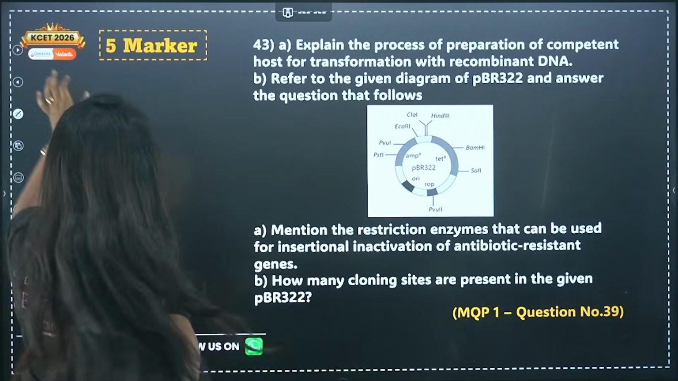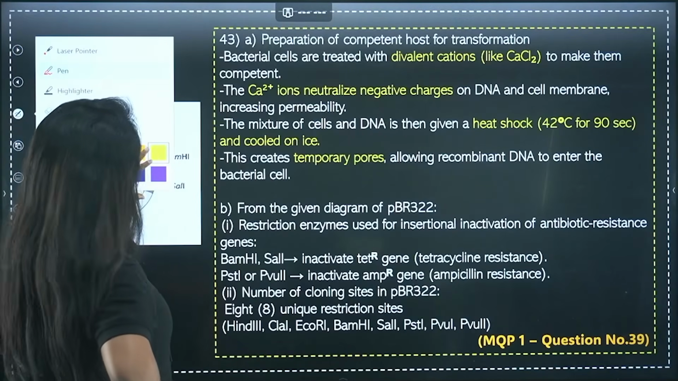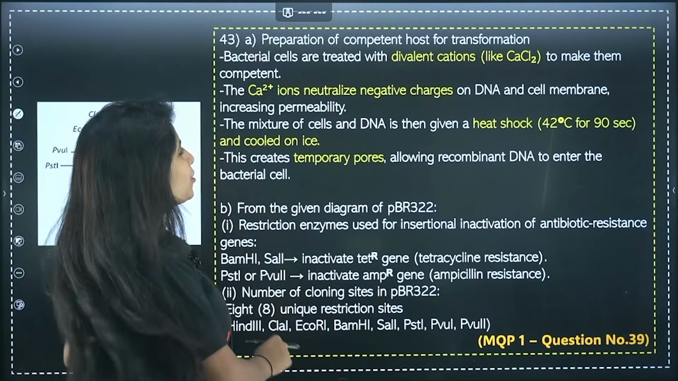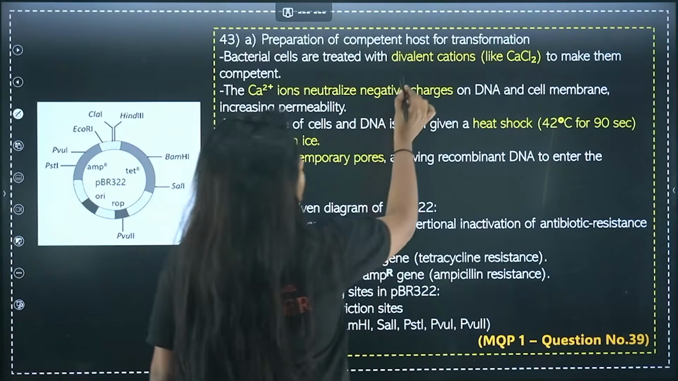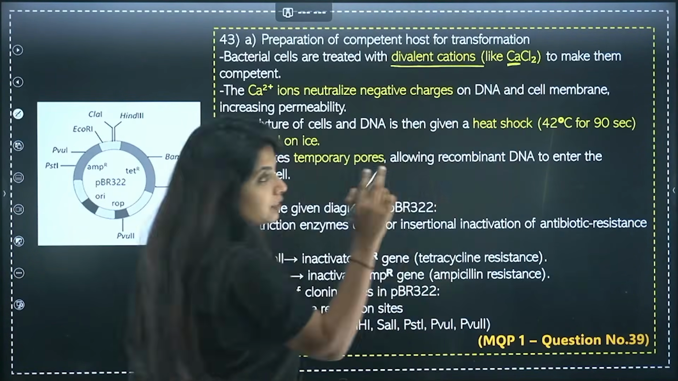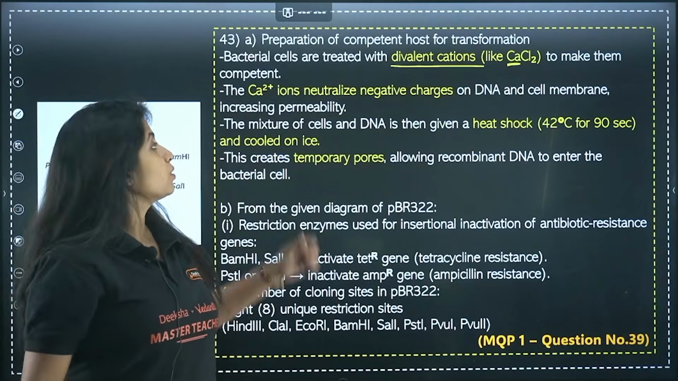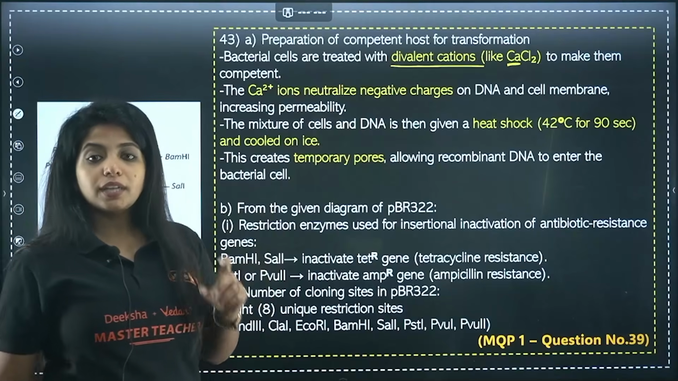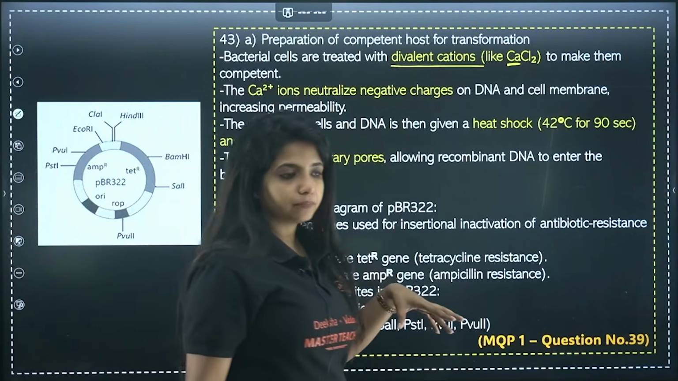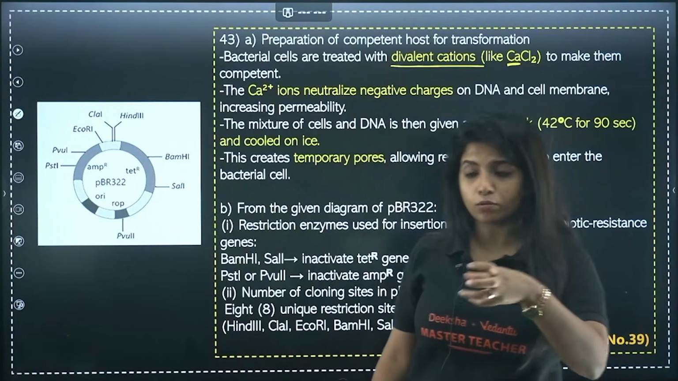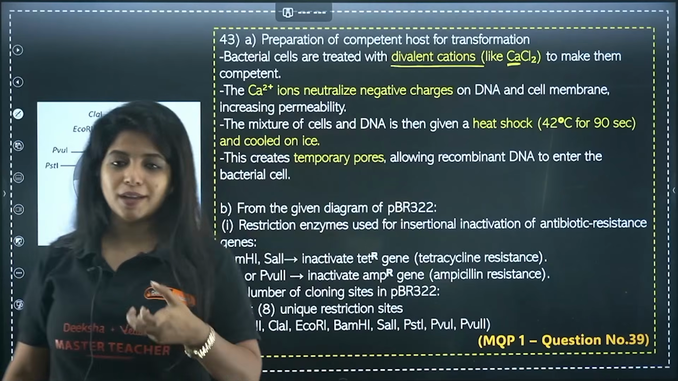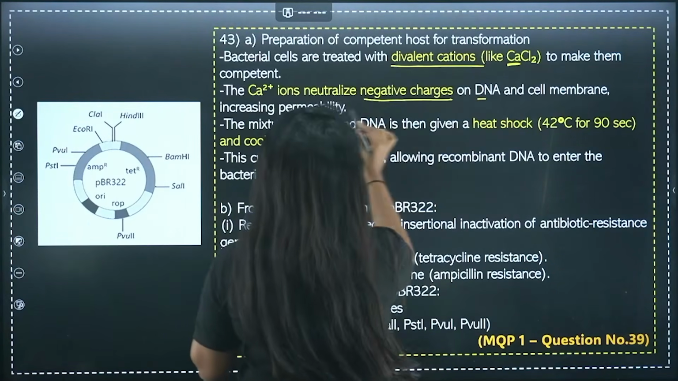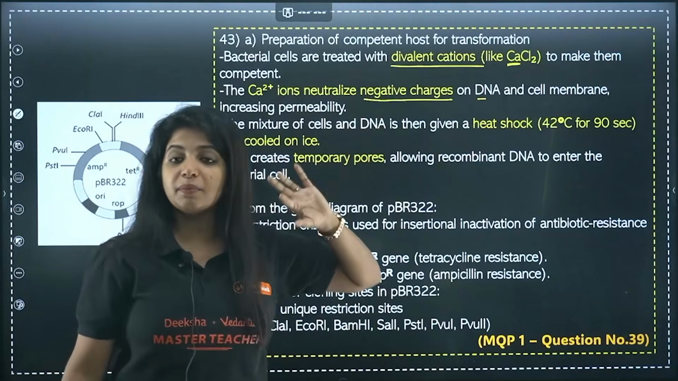I'll tell you. So for that, first of all, you need to have some calcium ions, just like how you make food, right? Recipe. Just like that, we need to have some divalent cations, that is basically calcium ions. Divalent as in two valency, divalent cations. So Ca2+ is our thing. Now, why do you think that we are going to treat a host with Ca2+? Because we want to neutralize the negative charges on the DNA as well as the cell membrane. Not the DNA, basically cell membrane.